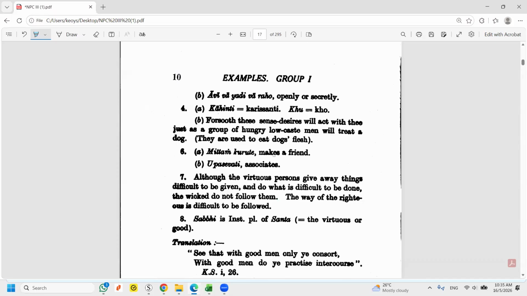Here is mitang kurote, make a friend, and then the word upasevati, associate. So the glossary gives you the meaning that you should translate upasevati as associate, and mitang kurute, where kurute is do, means make friends. Make friend, not do friend. So this is how it gives you the meaning, how you translate. So you got it. This is the glossary for number seven. Sometimes he gives you answers, sometimes he doesn't give. So we also don't know. That is how you make use of your notes; the rest you have to figure out how to translate.